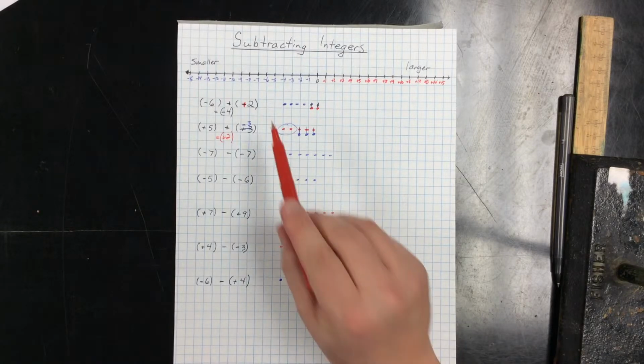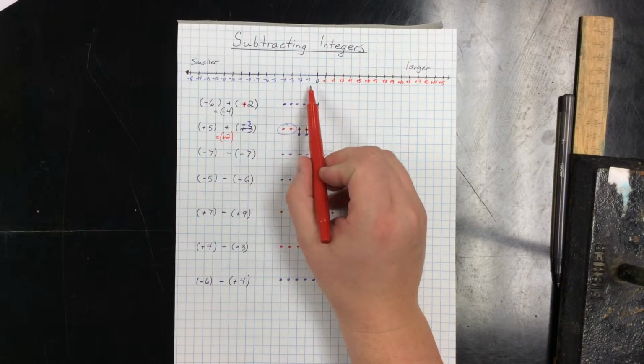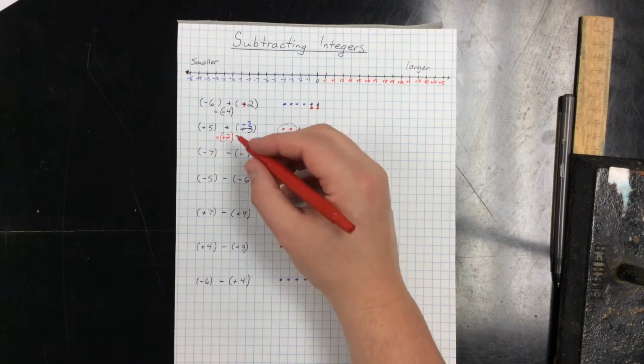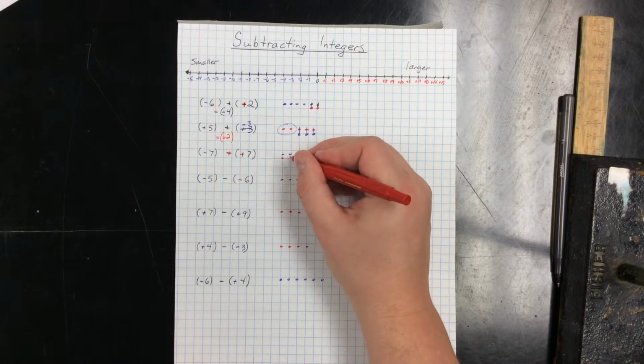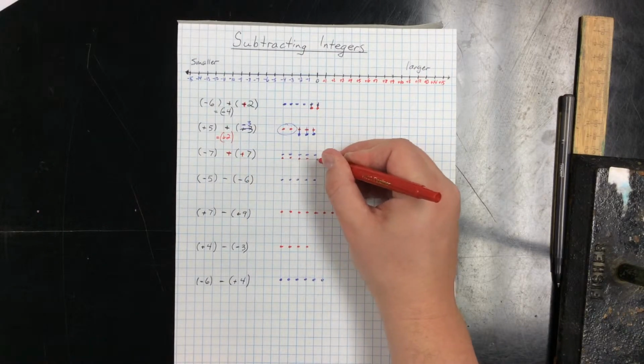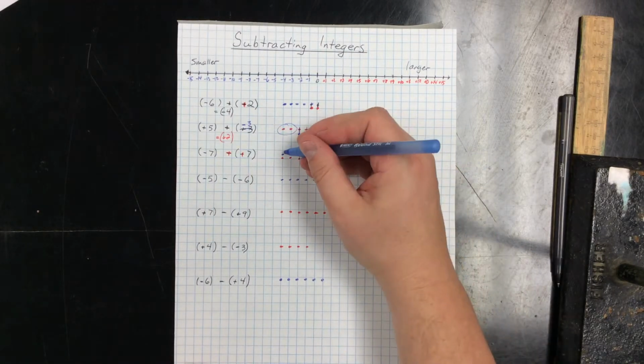Alright, if I'm at negative 7 and I take away all 7 negatives, I'm going to end up at 0. Because that's the same as adding positive 7. It's as if I got 7 positives as well. And those all cancel themselves out.